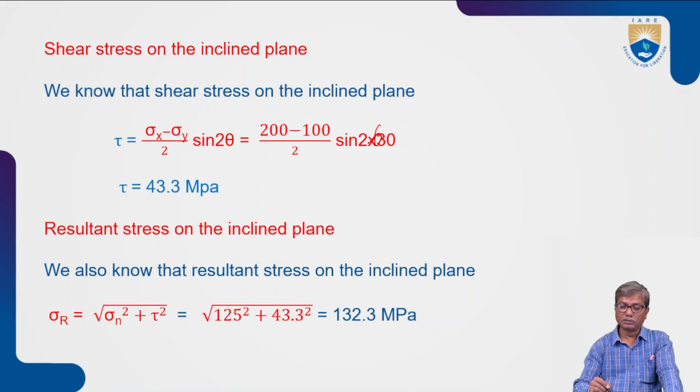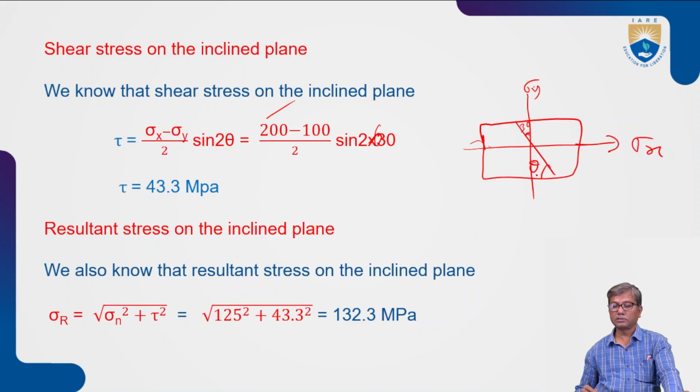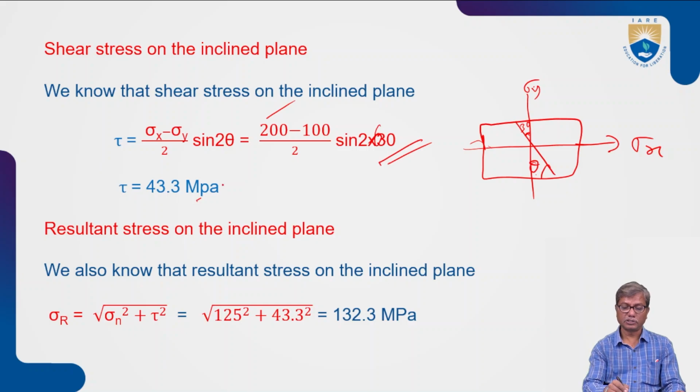Because when you are considering 200 as sigma x, then the formula will be, angle theta will be with sigma x direction, we have to take that, that is 60. In the problem, what is given is the inclination with minor principal stress, that is sigma y. With sigma y the angle is 30. So 60 we have to take. Accordingly this will change and this also will change.